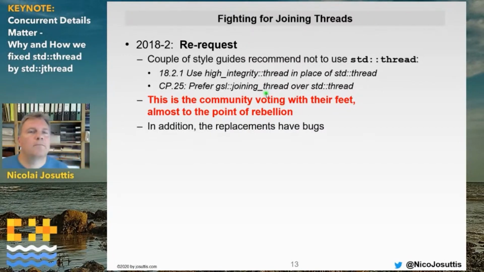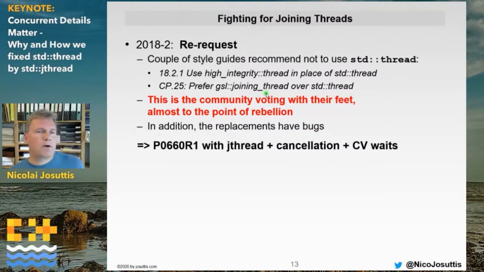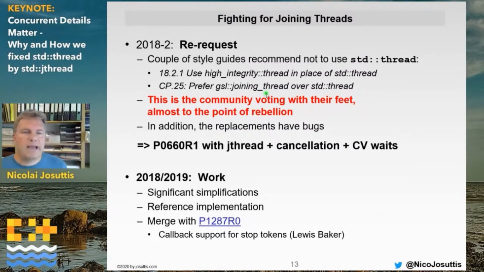So for example, in one style guide, they had designed something like a high integrity thread, or they said prefer the GSL joining thread over thread. And as he formulated, this was the community voting with their feet, almost to the point of rebellion, that we have to fix std::jthread. Especially because it turned out that all the replacements had bugs, significant bugs. And you will see later why, when we talk about the design of the fix. So I came up with another proposal, and it took a lot of work in 2018 and 19, with significant simplifications, reference implementations, and especially merging this with a callback mechanism by Louis Baker. So that was the history.